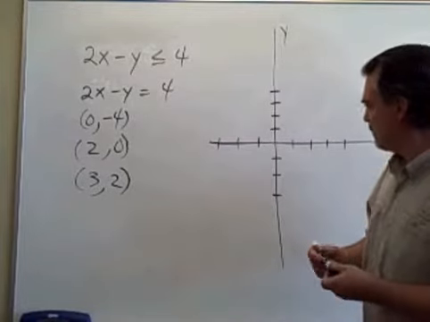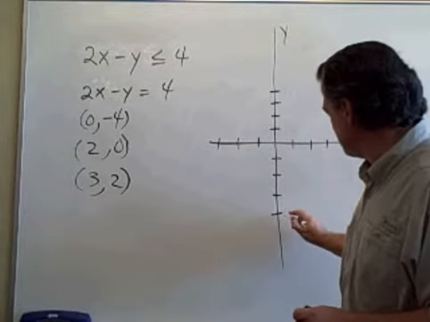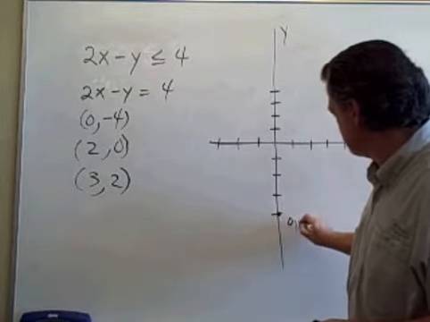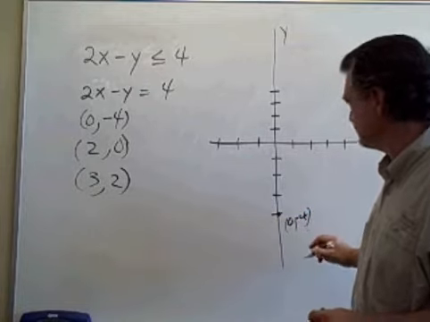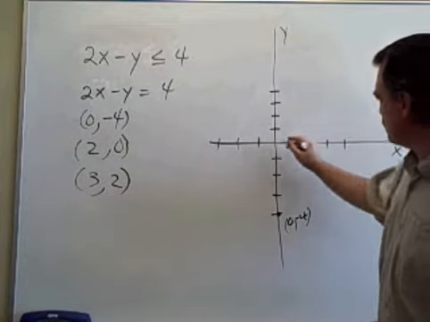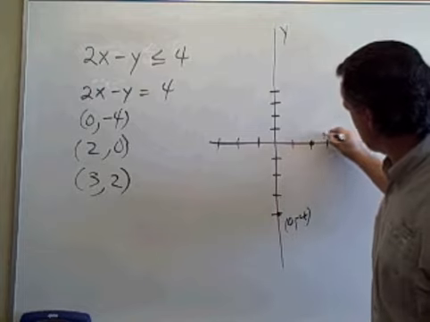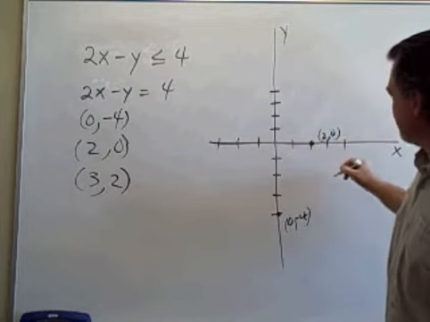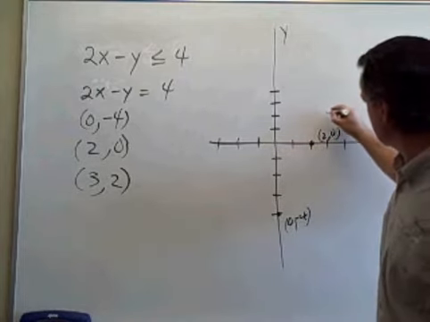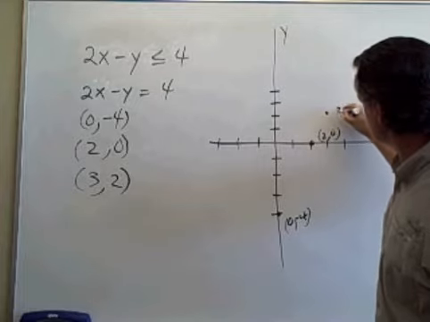So if x is 0, y is down here at negative 4. If x is 2, y is 0. And if x is 3, y is up here at 2.